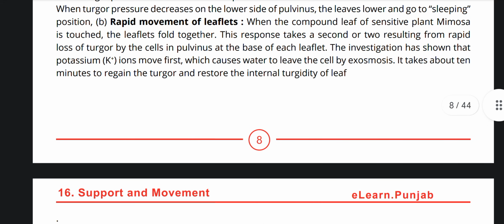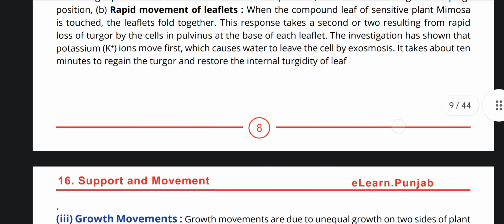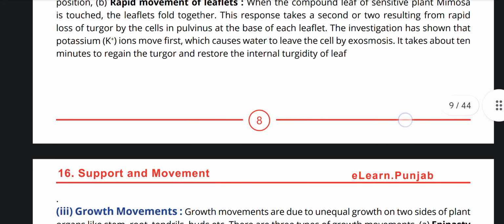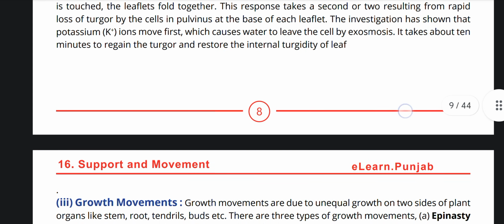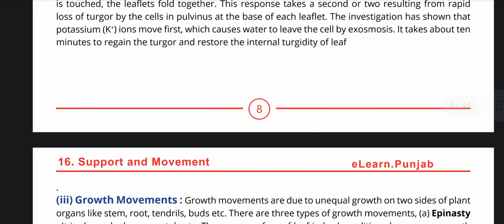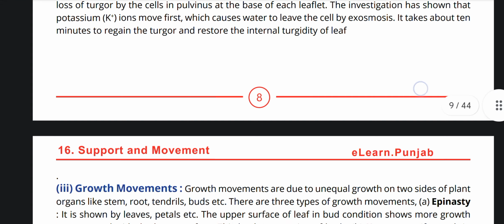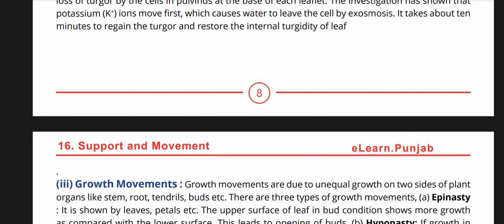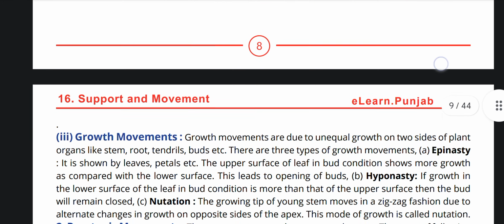B. Rapid movements of leaflets. When the compound leaf of sensitive plant mimosa is touched, the leaflets fold together. This response takes a second or two, resulting from rapid loss of turgor by the cells in pulvinus at the base of each leaflet. The investigation has shown that potassium ions move first, which causes the water to leave the cell by exosmosis. It takes about 10 minutes to regain the turgor and restore the internal turgidity of leaf.